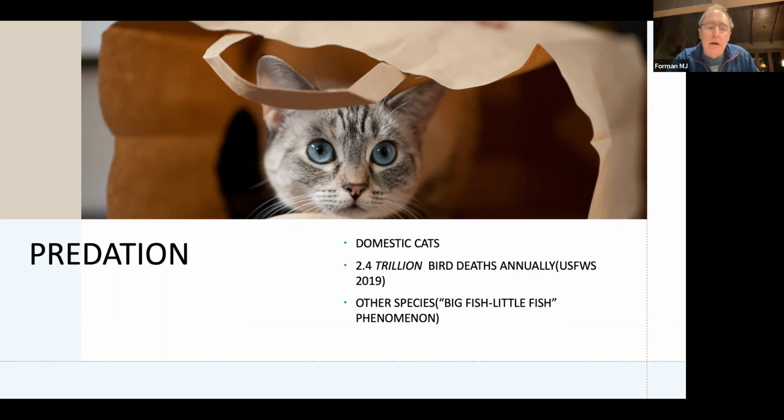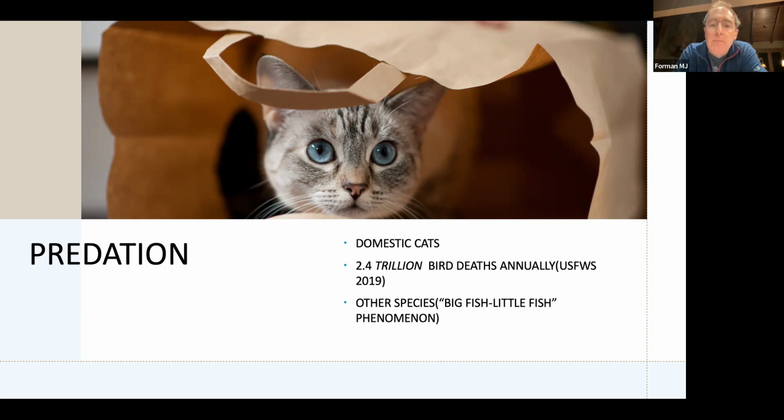So moving on to other sources of disease or cause of disease or mortality in our wild bird population, predation. Okay, this very cute cat, and I have a cat at home as well, and he loves hanging out in bags. It's just so adorable when they do that. But domestic cats are killers. They are hunters. And I could not believe the statistic from the U.S. Fish and Wildlife Service 2019, 2.4 trillion bird deaths annually. Trillion. And I'm guessing that's probably underestimated.